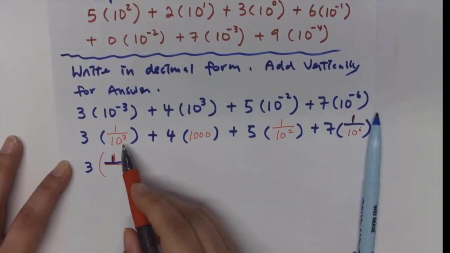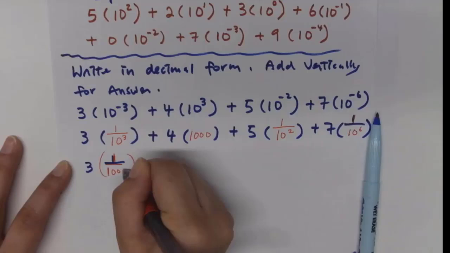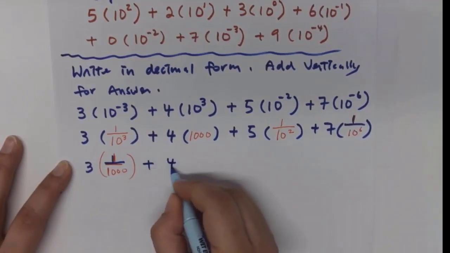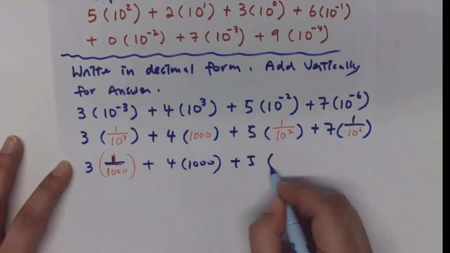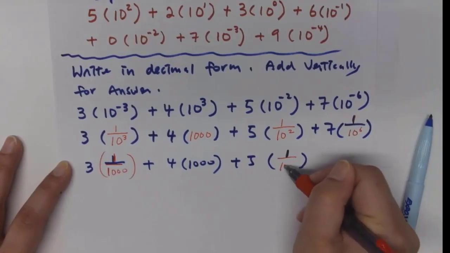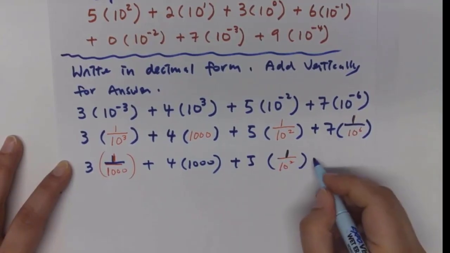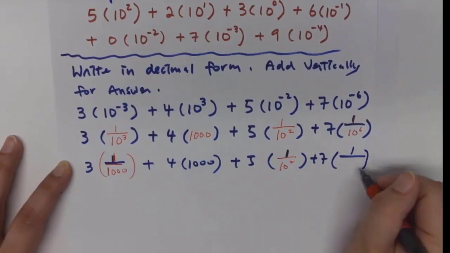If we have the third power, that means how many zeros? 3 zeros. Okay, this one is still 4 times 1,000. And then the next one would be 5 with how many zeros in the denominator? 2. And the next one, 7. This is 1 over how many zeros? 6.